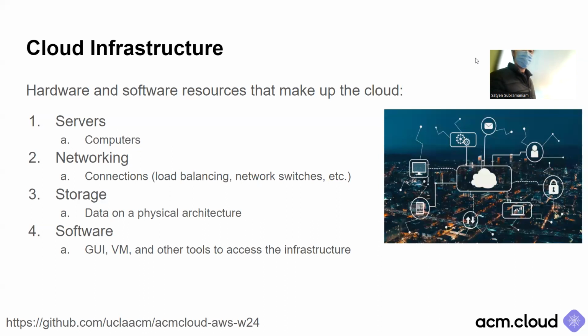needed. Yeah, all the networking that handles basically connecting to the server. So things like load balancing, which we've talked about before, and also things like network switching, all that. And then the actual storage, the actual data on the physical architecture, and then finally the software. So the GUI, or graphical user interface, the VMs, or all the virtual machines that are needed to run the server, and any other tools that are needed to access the infrastructure. So these basically are the four main needs that encompass what a cloud infrastructure is made of.